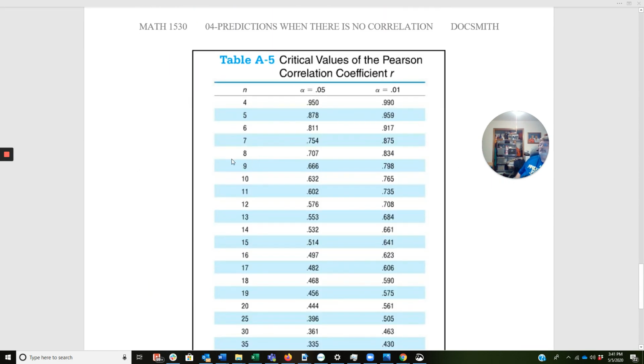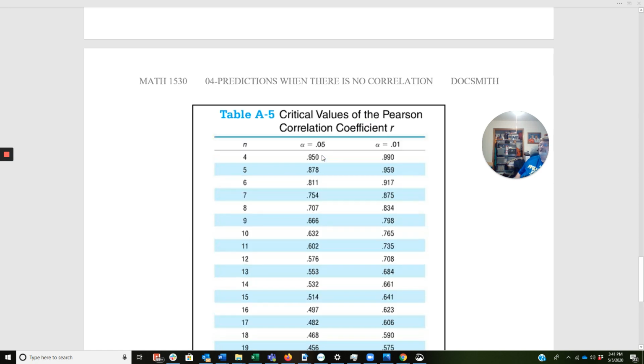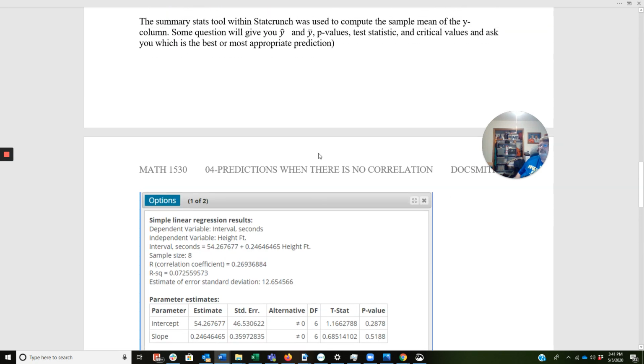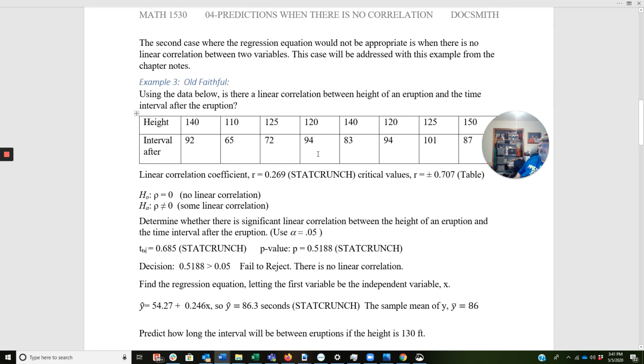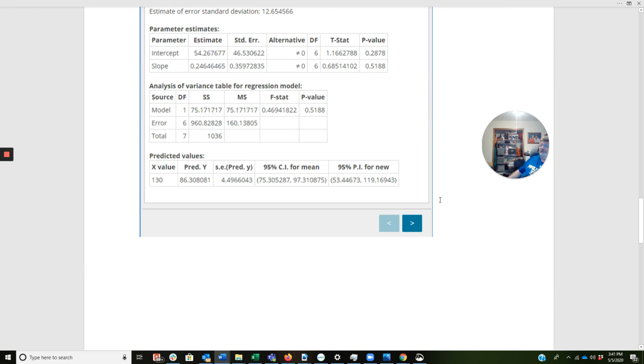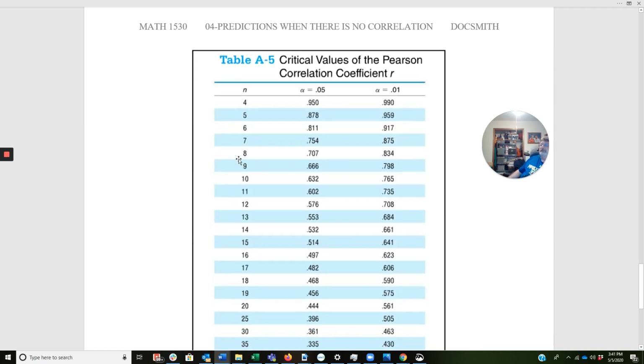We had 8 data pairs, and the critical value is 0.707. I hope I didn't type that in wrong. No, that's exactly right, plus or minus 0.707. So looking at that again, I had 8 pairs of data and a 5% significance level. This 0.707 is my critical value. And remember, that's a plus or minus.